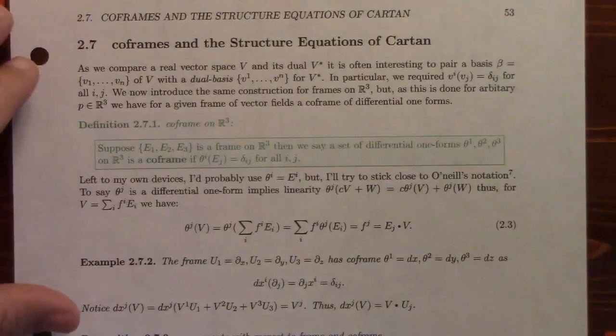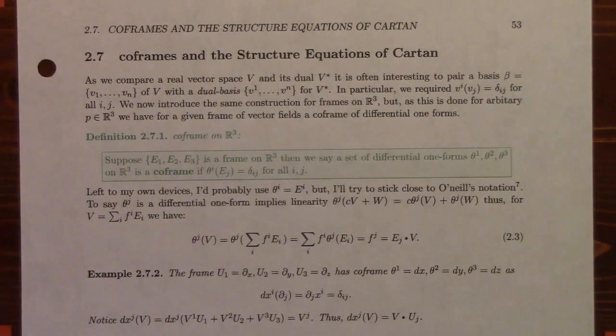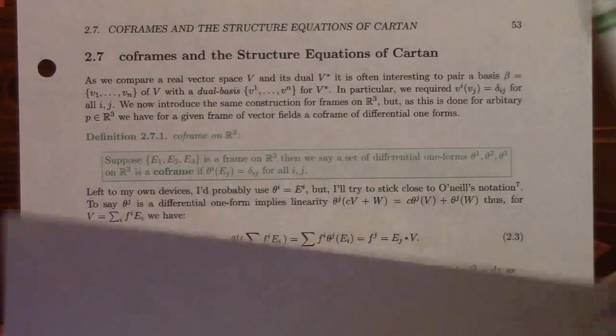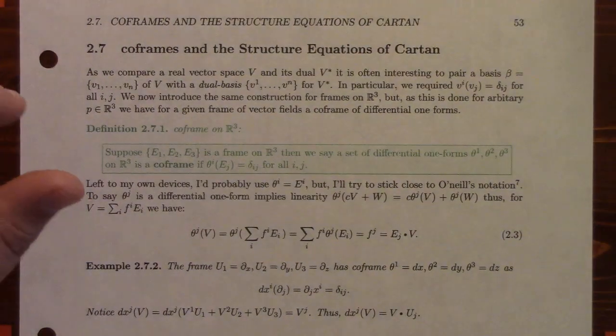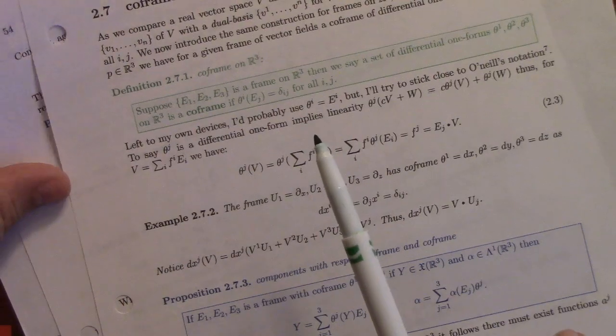Good job. So, okay. That brings us to section 2.7. And so this is on coframes and the structure equations of Cartan. And I think that I would like to talk to you guys about this stuff in person. So I think I'm gonna pick up again here in class next week, and I think if I'm disciplined, we'll make it through chapter 3 and this next time we meet.